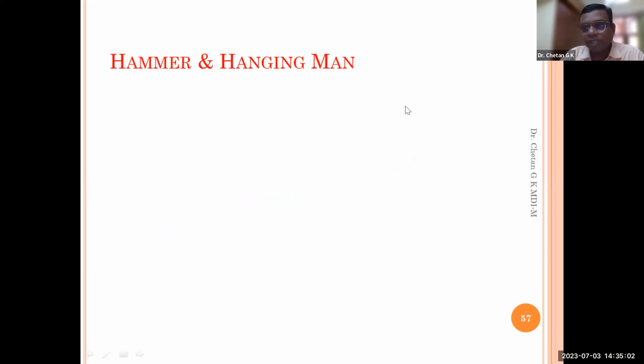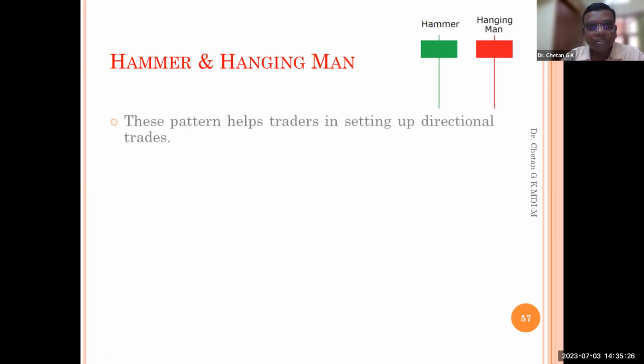So now we are moving on to the next one, that is hammer and hanging man. So what is this hammer? You must have seen the hammer. So that is exactly how the pattern looks. Okay, so you can see here what is hammer and the hanging man. So hammer looks like this, and the hanging man also looks the same. Okay, so hanging man and hammer both are the same, but they have opposite effects. So we'll discuss what it is.